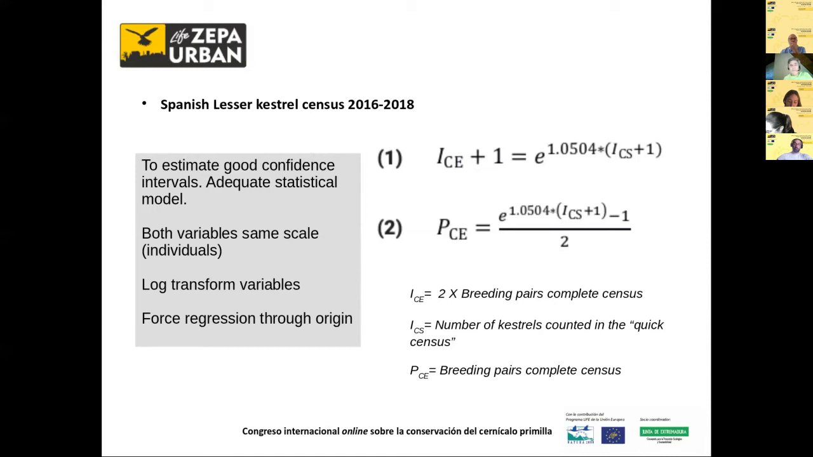Some of the differences compared to a linear regression is that it's important to have both variables, the predicted variables and the predictors, on the same scale. So work with the number of individuals, not try to figure out the number of breeding pairs from the number of individuals. It's also important to log transform the variables because the errors increase with colony size. And also it's important to force the regression through the origin to avoid the artifact that you might just count 0 individuals at one site and the model would predict a positive value.